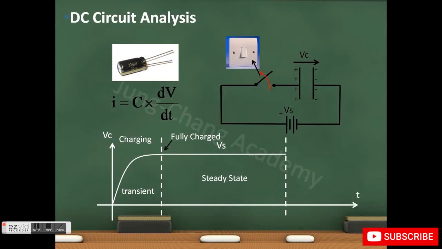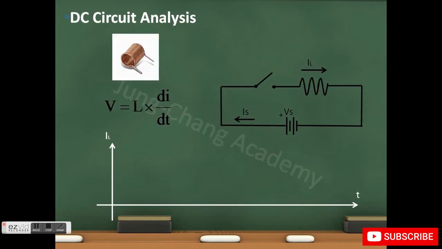Now when we open up the switch, if there is a resistor for the capacitor to send power to, it will start to discharge and the voltage across the capacitor will begin to drop. Note that during the whole process, the capacitor only stores and releases energy, but it does not dissipate power.